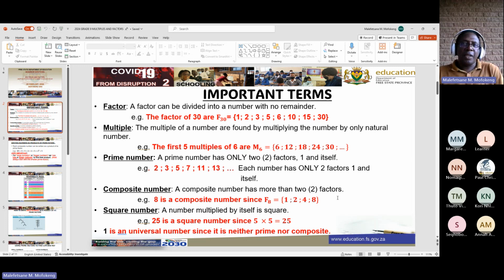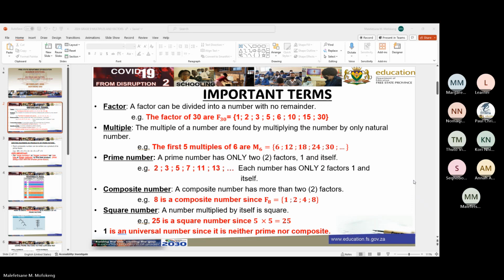The fifth term that we need to explain is a square number. A square number is a number multiplied by itself. Let's make an example. 25 is a square number, since 5 multiplied by 5 gives us 25.